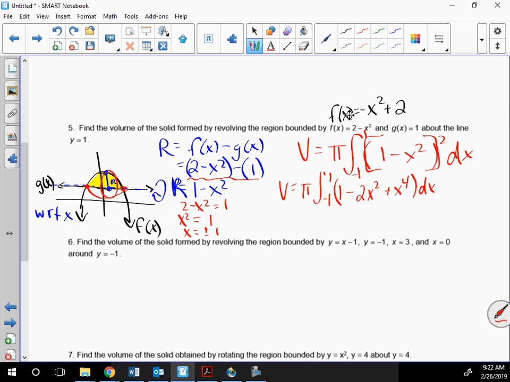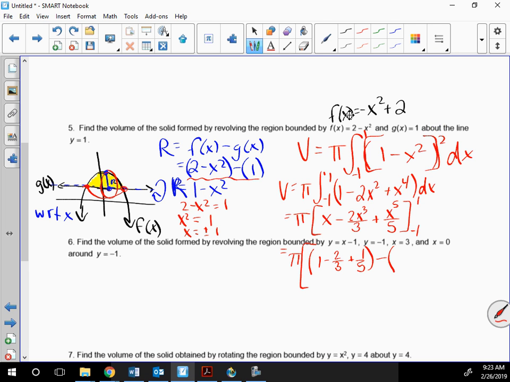Okay, so now let's go ahead and integrate that. So again, the setup is really our only new thing. Now it's just the integration that we've been doing for half a year now. So I'm going to leave my pi in front. So I've got x minus 2x cubed over 3 plus x to the 5th over 5. Now we're evaluating from negative 1 to 1. You can leave your pi out in front of all of it, or bring it in. I'm going to leave it out in front of all of it. So I have 1 minus 2/3 plus 1/5.